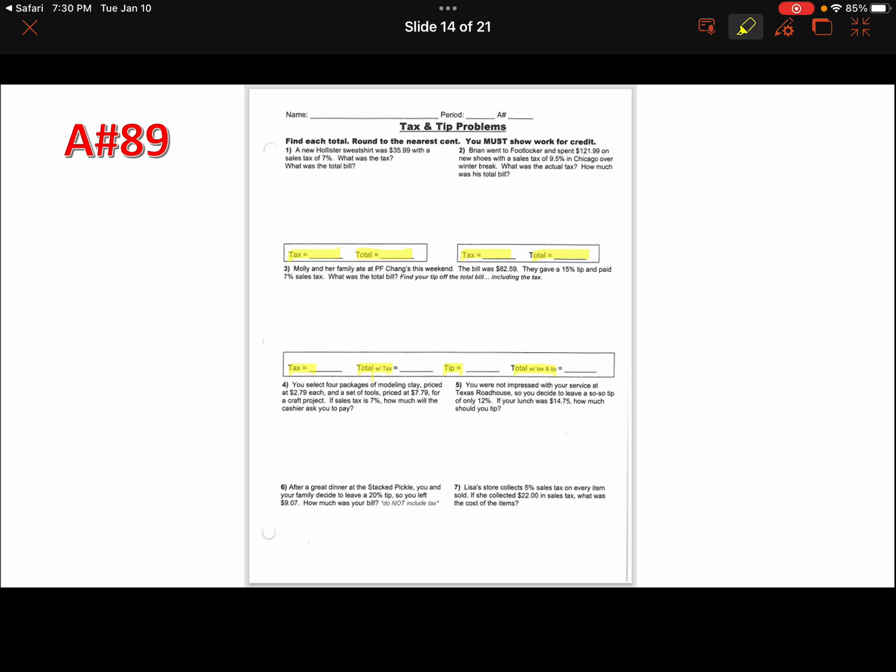So you have the remainder of the period to work on this assignment. If you finish early, submit it, and then go ahead and knock out your IXL.